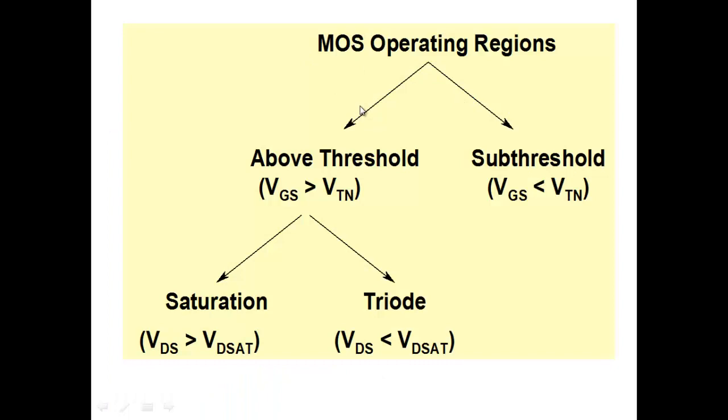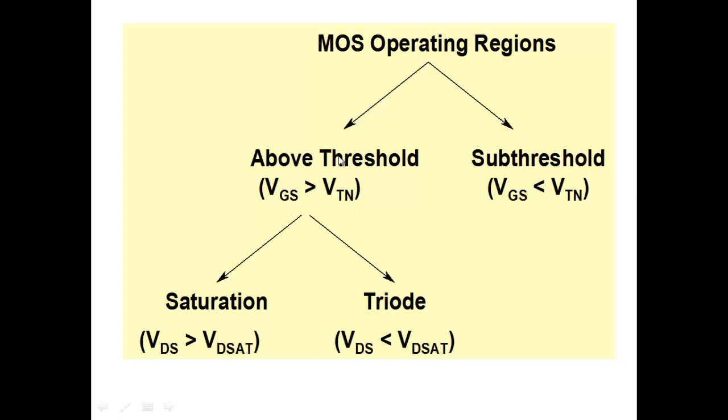So let's come back. We're talking about MOS now from the point of view of the model that we want to deploy. So the MOS operating regions, very broad operating regions, one is above threshold. I apply a gate to source voltage larger than the threshold voltage. Somewhere I have VTN, somewhere I have VTHN. These are the same things. So above threshold is one region, below threshold is another region.